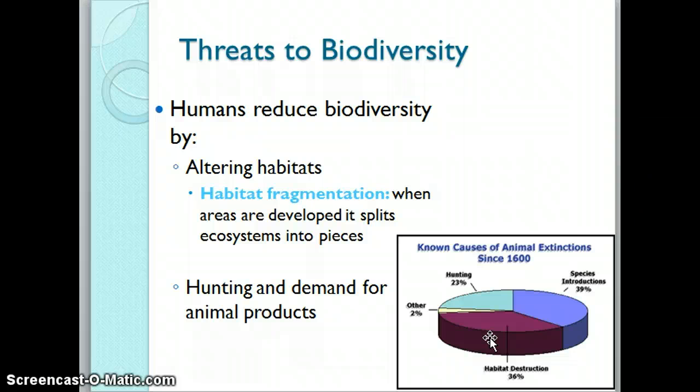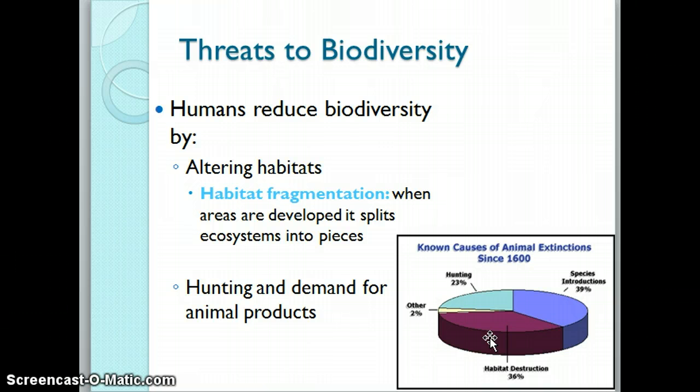Destroying and altering species habitats is the #1 cause of extinction. Hunting and demand for animal products is another significant cause of species extinction. Laws protect endangered and threatened species, but people still illegally hunt animals, like elephants and alligators, for leather and ivory.